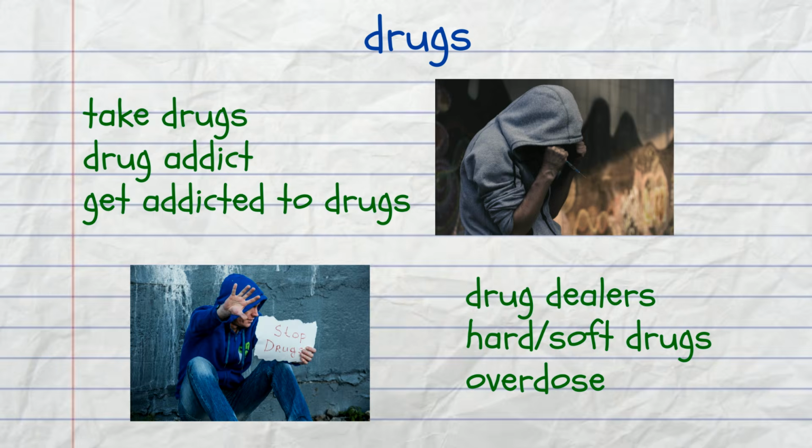The problem of drugs is one of the most serious ones that the world is facing now. People who take drugs are called drug addicts because they get addicted to drugs, which means they can't stop doing that even if they want. Those who illegally sell hard and soft drugs to drug addicts are drug dealers. Tens of thousands of people in the world die of an overdose every year.